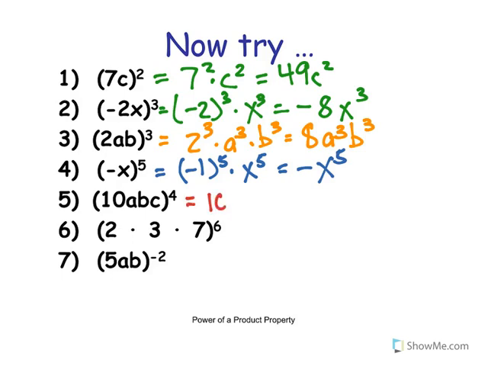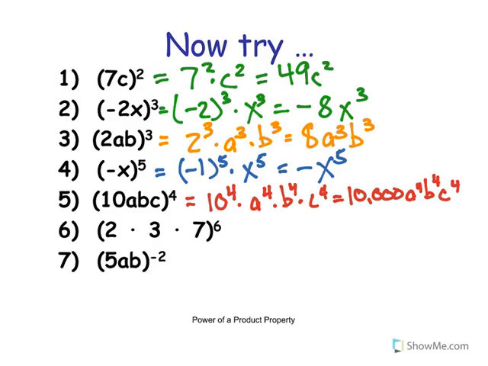For this one, we've got everything raised to the fourth, right? 10 to the fourth, a to the fourth, b to the fourth, c to the fourth. I could probably leave it like that, but 10 to the fourth is 10,000. That's not such an enormous number. A to the fourth, b to the fourth, c to the fourth.